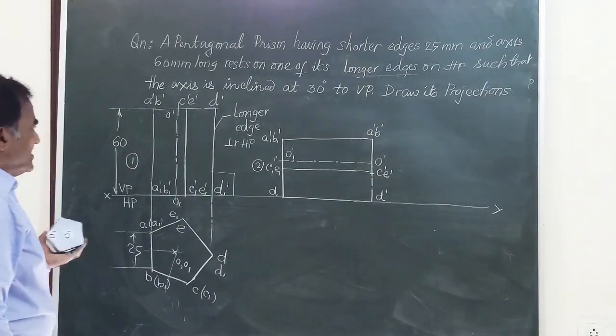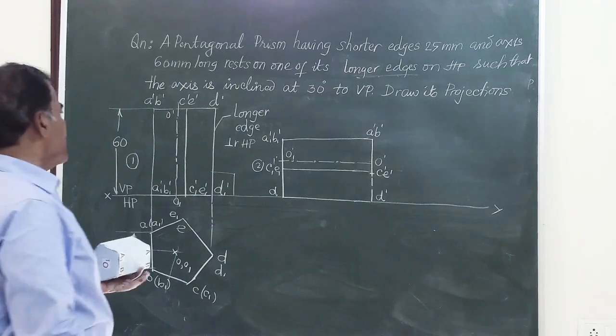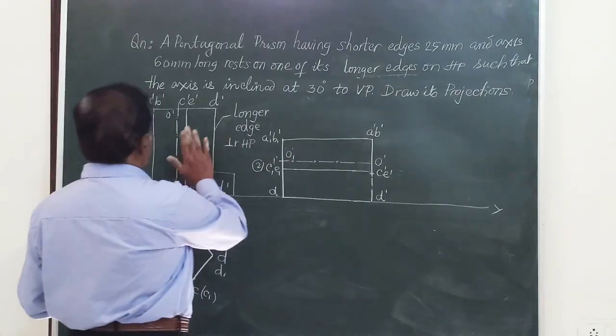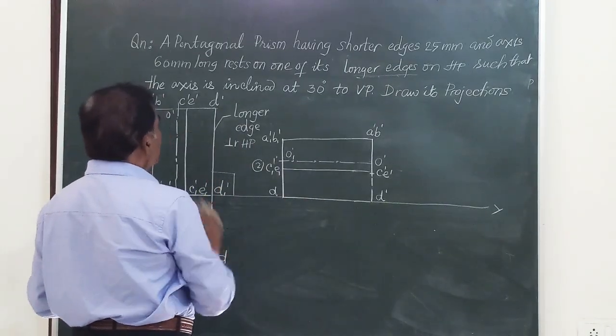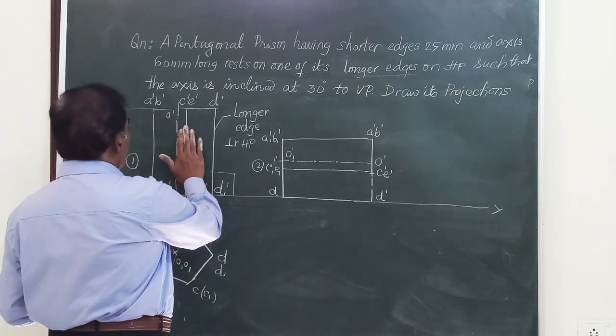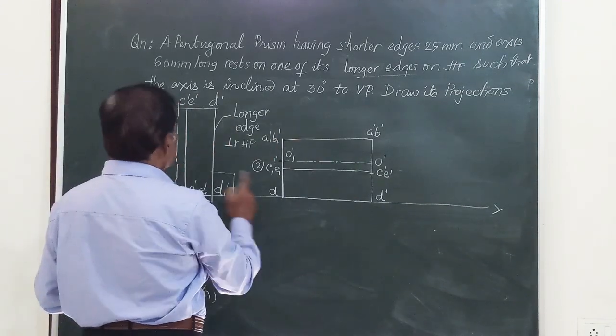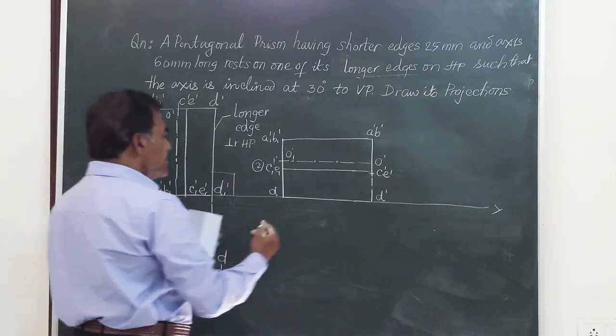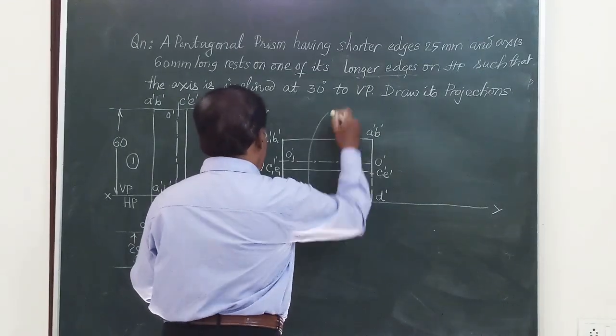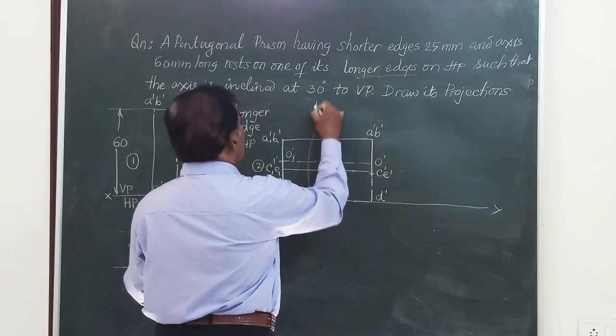Friends, what is the similarity you have between figure number 1 and 2? Figure number 2 and figure number 1 are identical, and the only thing is the solid is made to rest on DD1. DD1 is one of the longer edges, and hence I show here the longer edge on HP.